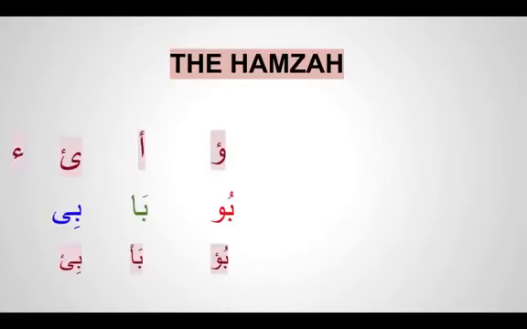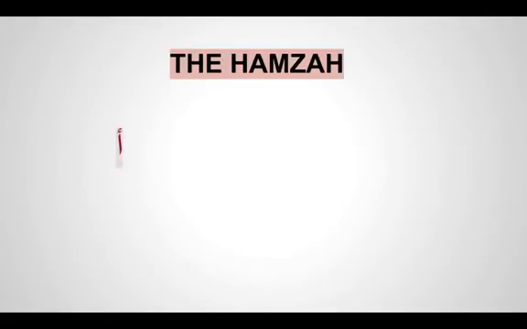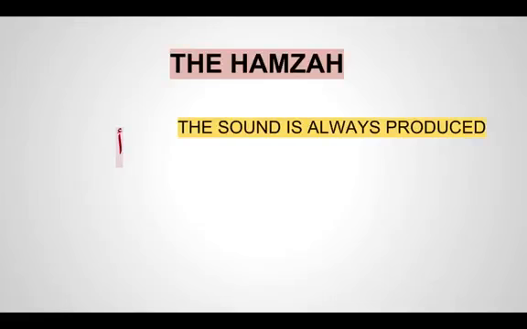So this is how it is written, and what is it called? It's called Hamzatul Qata. Hamzatul Qata, where you see the neck of Ain written on the letters, that Hamza is called Hamzatul Qata. And what is the speciality of this Hamza? The speciality is that its sound is always produced, whether it comes in front, in the middle, or at the end of the word.